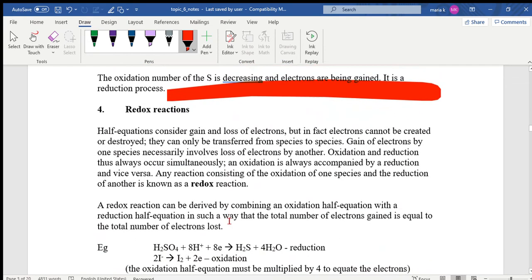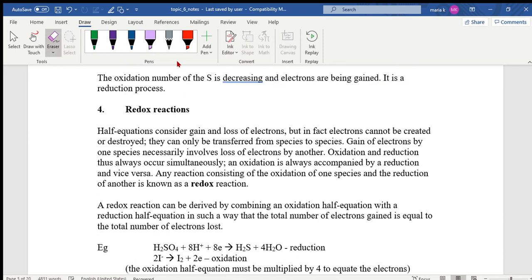Let's move on swiftly. The oxidation number of the S is decreasing and electrons are being gained. It is a reduction process. Reduction reactions. Half equations consider gain and loss of electrons. They can only be transferred from species to species. And oxidation is always accompanied by a reduction and vice versa. And this is known as a redox reaction.